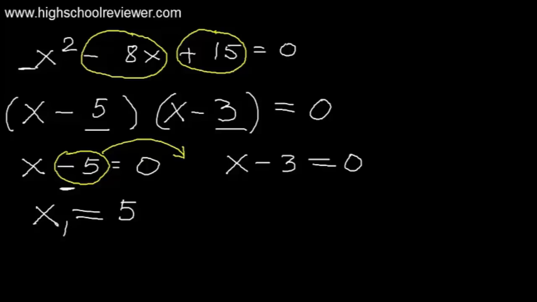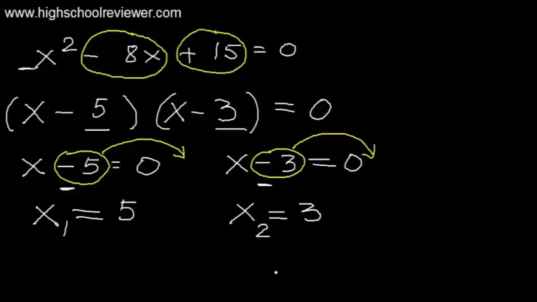And then to solve for x sub 2, we will just transpose negative 3 to the other side. If we transpose negative 3, what will be left here will be positive x. And if we transpose negative 3, it will change sign and become positive. So negative 3 will become positive 3, and this is our x sub 2. Therefore, x sub 1 equals positive 5, and x sub 2 equals positive 3. They are our final answers.